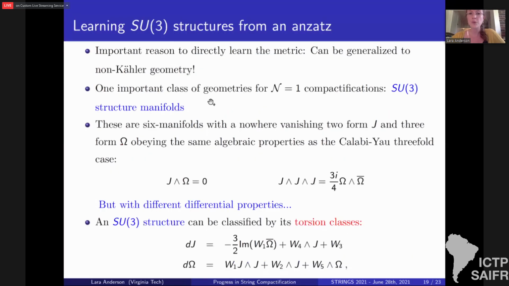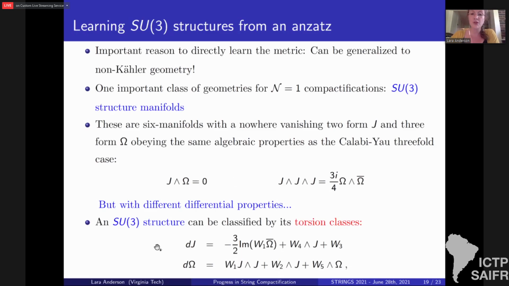And with my last 1 minute, let me just say that the final experiment that we did was to try and learn SU3 structures. So we want to now move beyond the Calabi-Yau geometry. We want to consider situations where we again have a 2-form and a 3-form, but this time with different differential properties.